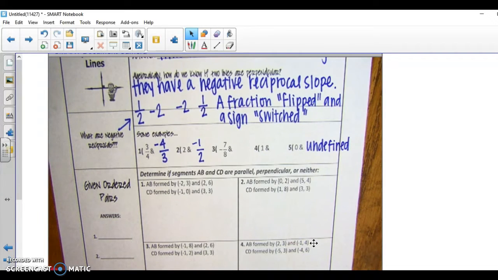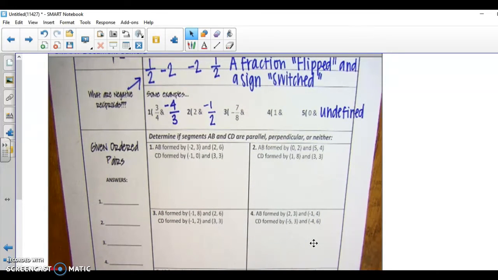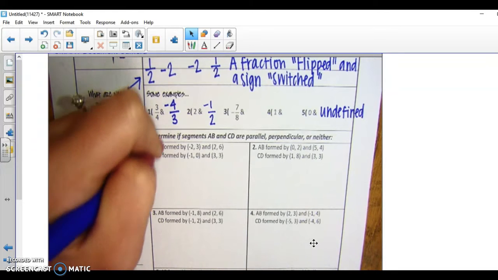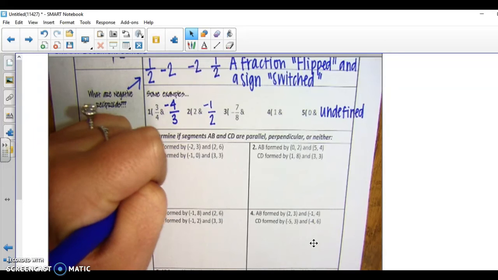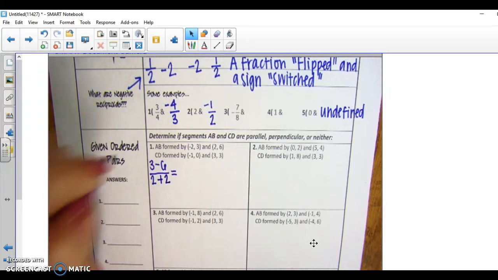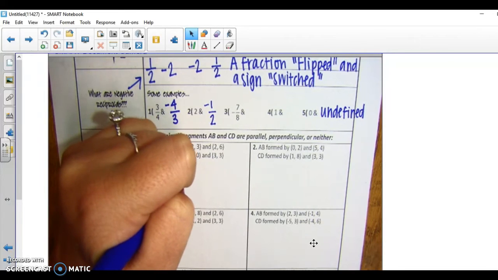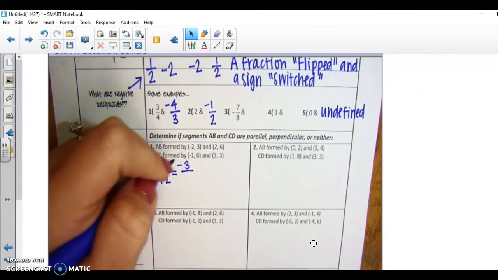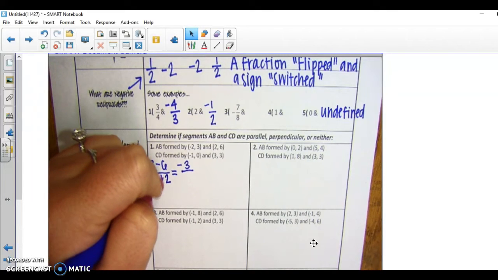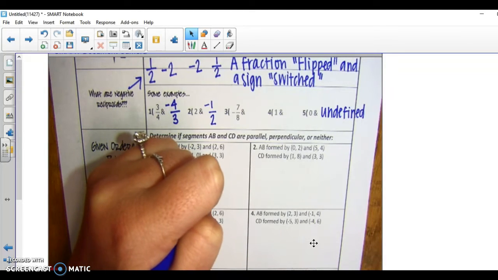Alright, so then we can come down here to some examples. So we're going to determine if our segments A, B, and C, D are parallel, perpendicular, or neither. So what we're going to use is the slope formula. So in the first one, we would take 3 minus 6 over 2 minus a -2, sorry. Oh, I'm sorry. This is negative 2 minus 2. So we get negative 3/4, which comes out to 3/4.